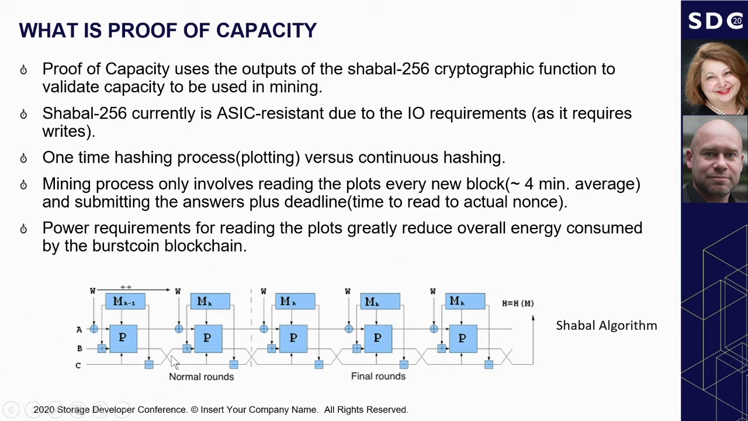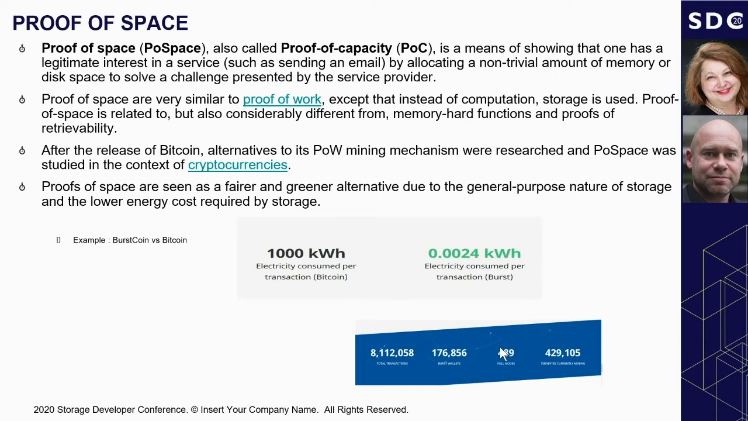And this is your normal round, and that's the final round where you're utilizing it and finalizing the data. The proof of space, like I said, is interchangeably used with the proof of capacity. It means showing one's legitimate interest in a service. Proof of space, or proof of capacity, is similar to proof of work, but in this case, like we just mentioned before, storage is used. You are also using hard memory functions and proof of retrievability.